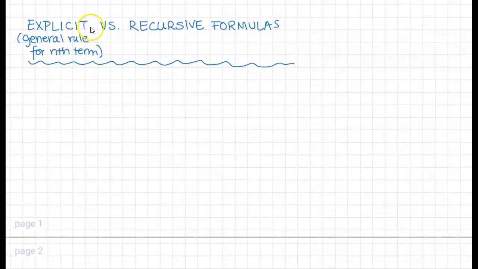Okay, so we're going to look at explicit rules. They're also called general rules, rules for the nth term. All that means the same thing. And then we have something called recursive formulas. So what is the difference here? Well, let's take a look at this easy one.